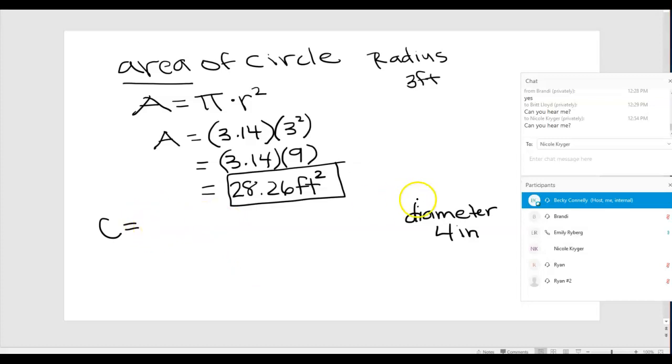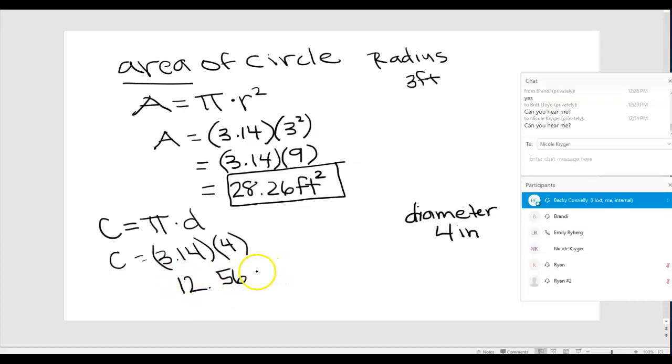Yeah, exactly, because it's giving us the diameter, right? So that one, 3.14 times 4. That's all you have to do on that one. Circumference is just going to be the label itself, so no squared or anything, because it's not area. We're trying to figure out around the outside edge. So it's just 12.56 inches.